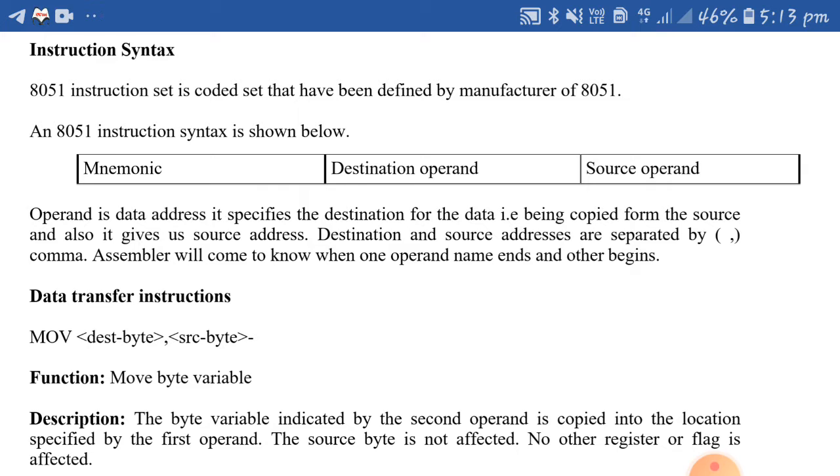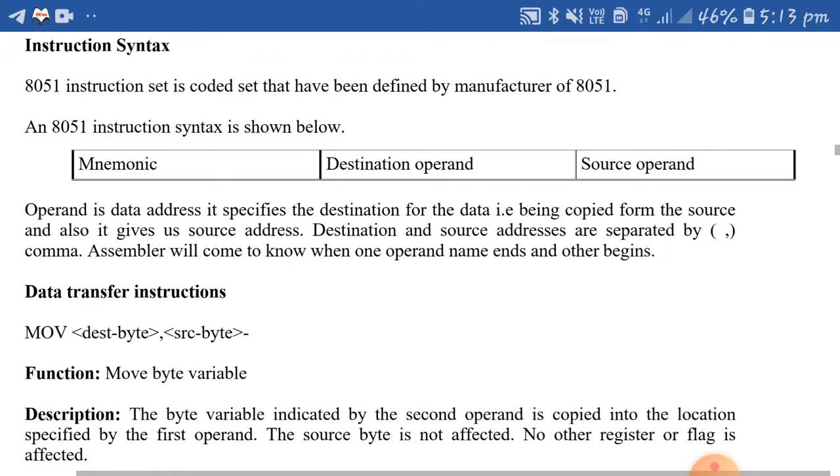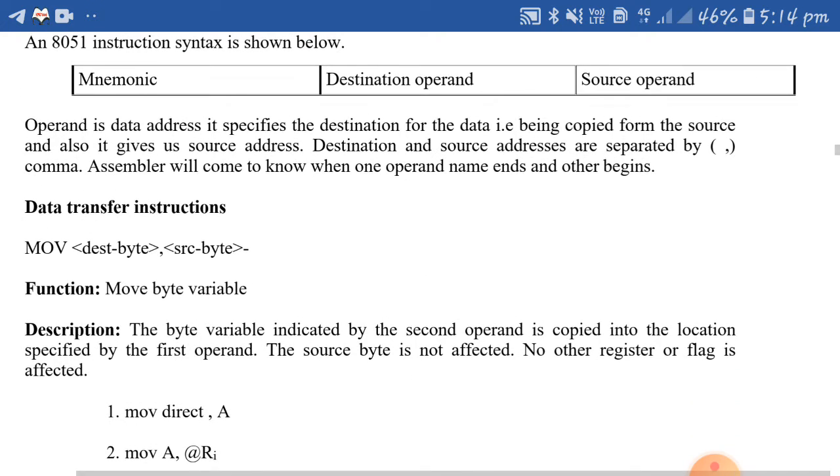So an operand is data, or a data address. It specifies the destination for the data being copied from the source. Also it gives the source address. Both the destination operand and source operand must be separated by a comma. It should be a comma. You can see the below to understand.